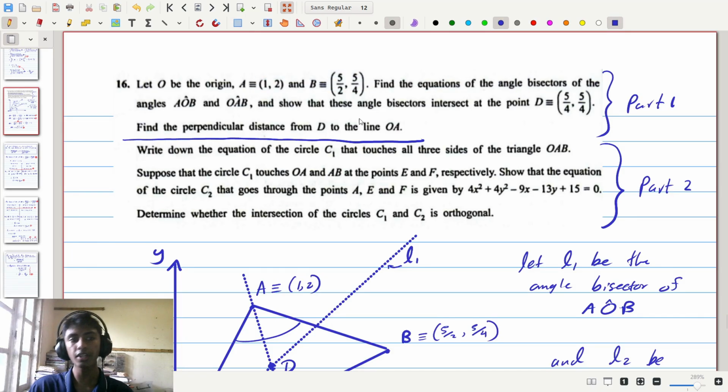So using this, if we can find the equation of the line EF, we can then use the fact that the equation of circle C2 is going to be the equation of circle C1 plus lambda times EF, and then we can use some other known property of that circle in order to find the value of lambda and therefore find the equation of the circle.